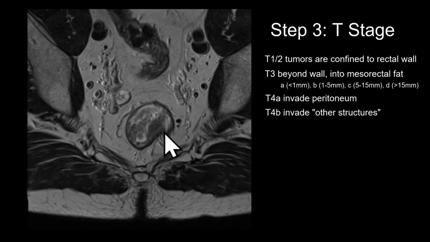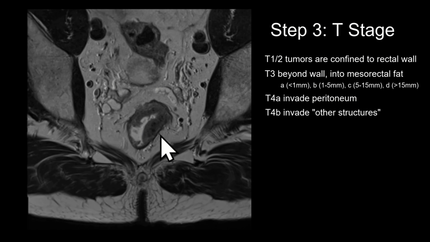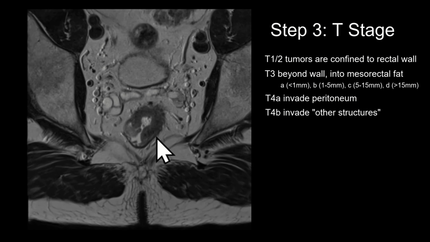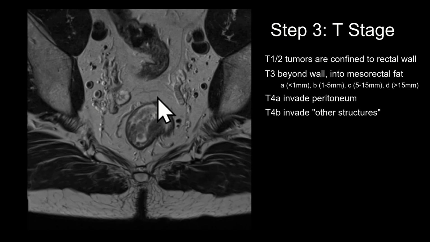And then T4B disease involves invasion of quote unquote other structures, but the staging system doesn't really clearly define these structures. So this is also a point of confusion. So the current expert consensus is as follows. Any organ or structure outside of the mesorectum, apart from the peritoneum, which would be T4A disease, should be considered T4B because this changes the resection margin at surgery.